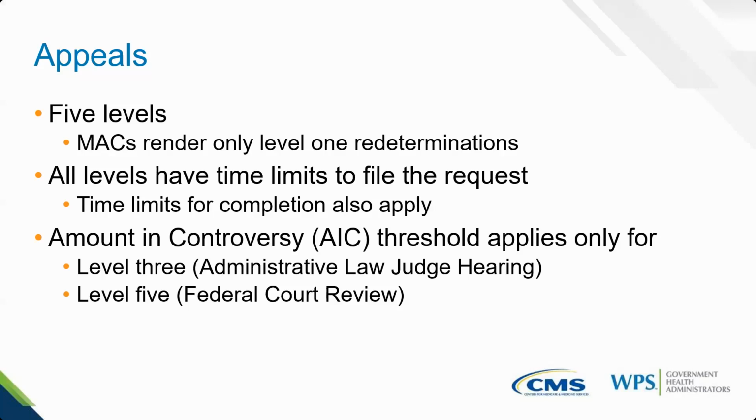It's called the amount in controversy, and it's actually a dollar threshold that applies, and you have to meet that threshold, that minimum amount in controversy, in order to request a level 3 or level 5 appeal. Now, you can combine like denials on more than one claim, even more than one patient or beneficiary, in order to reach that minimum amount in controversy. And that minimum amount in controversy can change from year to year. Doesn't always change, but it can.